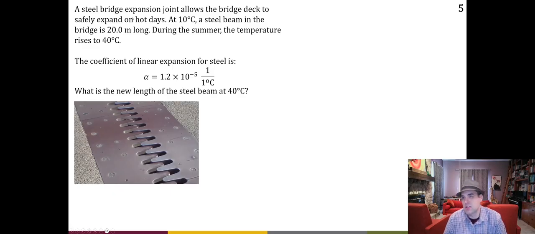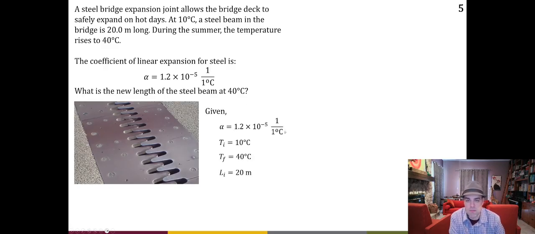We have a steel bridge. An expansion joint allows the bridge deck to safely expand on hot days. At 10 degrees Celsius, the steel beam is 20 meters long, but during the summer, the temperature rises to 40 degrees Celsius. We're told the linear expansion coefficient for steel is 1.2 times 10 to the -5th. What is the new length at 40 degrees Celsius? Let's see what we're given: the coefficient of expansion, the initial temperature of 10 degrees, the final temperature of 40 degrees, and the initial length of 20 meters. We're going to need the change in temperature.